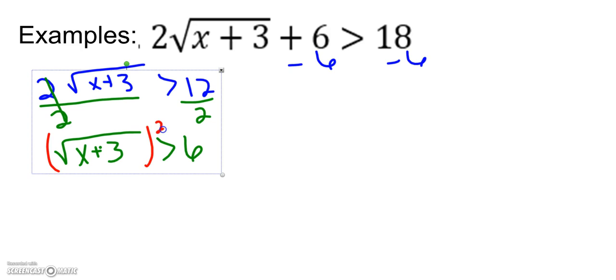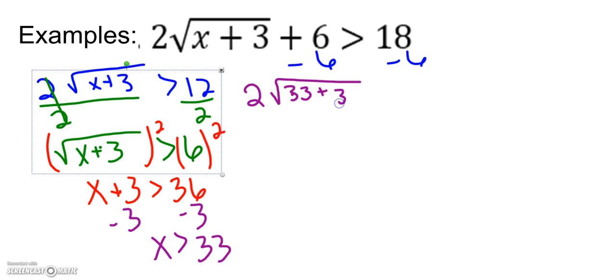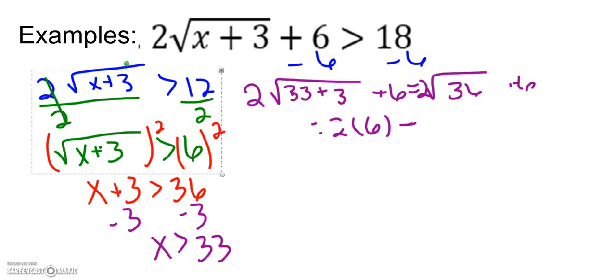Now I'm going to square both sides. So x plus 3 is greater than 36. Solving for x, minus 3, so x is greater than 33. Now let's plug it back in to double check. So I have 2 times the square root of 33 plus 3, plus 6. That's 2 times the square root of 36, plus 6. So that's 2 times 6 plus 6, which is 12 plus 6, which equals 18. But it has to be greater than 18, and as we know, 18 is not greater than 18. So that means it's going to be an open circle because 18 is not included.